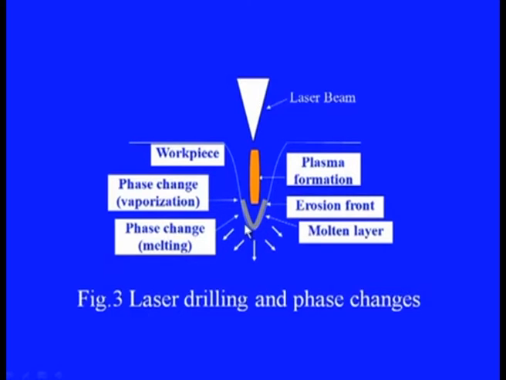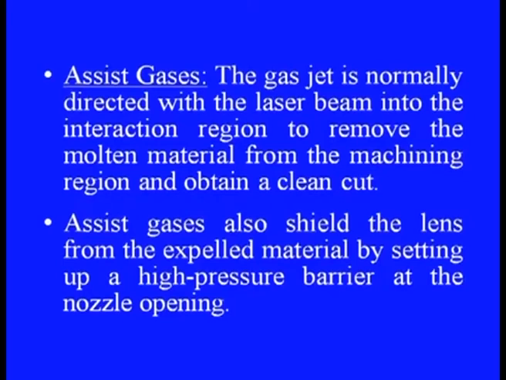So, this is being shown like this, and at the same time as we proceed machining, the material in the subsequent layers in the workpiece gets heated up first and starts melting, and subsequently gets evaporated. Another important component in laser beam machining, as we have already indicated, is the assist gases. The gas jet is normally directed with the laser beam into the interaction region to remove the molten material from the machining region and obtain a clean cut.